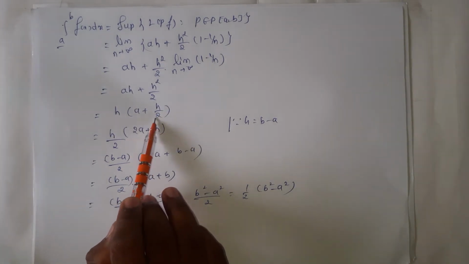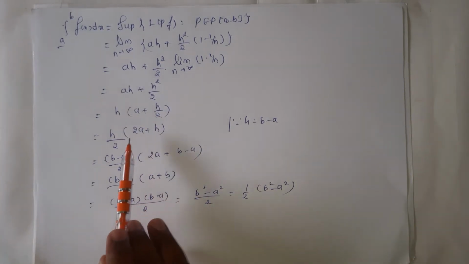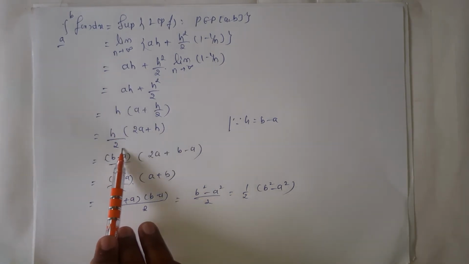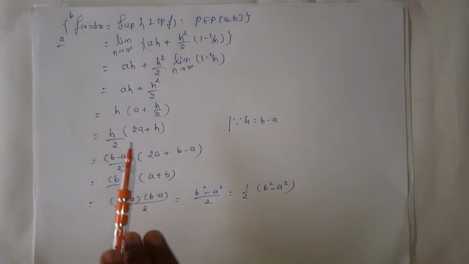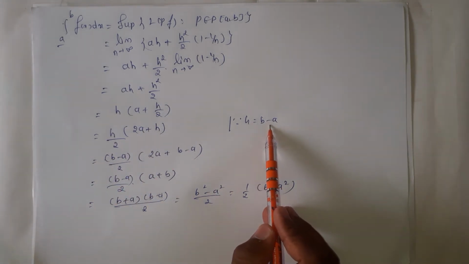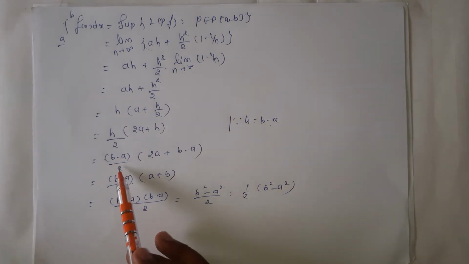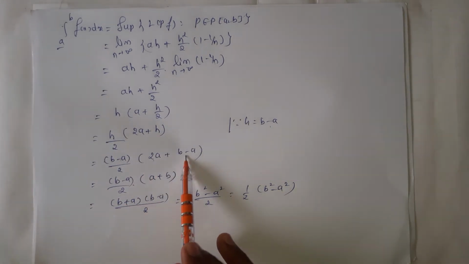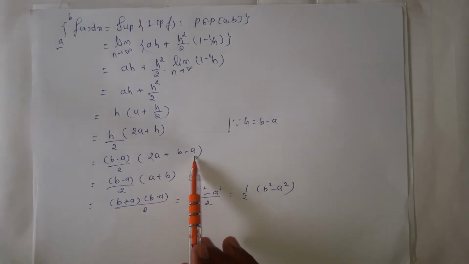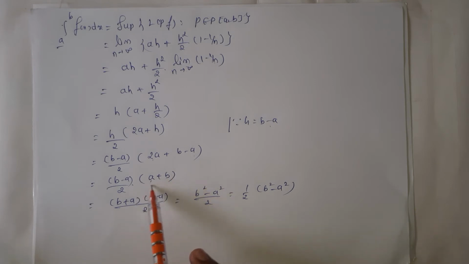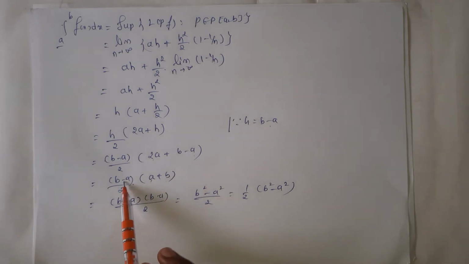Then we are taking the LCM, 2 is the LCM. So therefore it becomes (2a plus h), and outside h by 2 is there. Now we need to put the value for h, where h equals b minus a. So therefore this becomes (b minus a) by 2, 2a as it is, then h equals b minus a. Now 2a minus a becomes plus a, and b as it is. So therefore it is a plus b, and here it is b minus a.